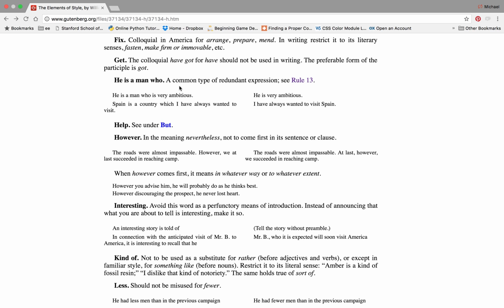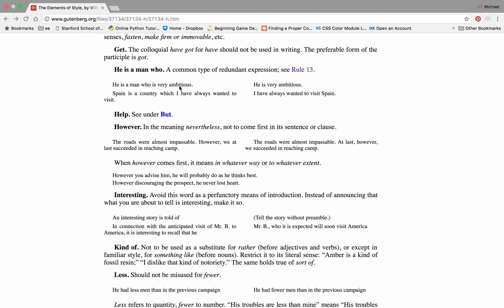So, fix: colloquial in America for arrange, prepare, mend. In writing, restrict it to its literary senses: fasten, make firm or immovable, etc. So let's use the word fasten or make firm or immovable. I don't think that's a huge deal, but c'est la vie.